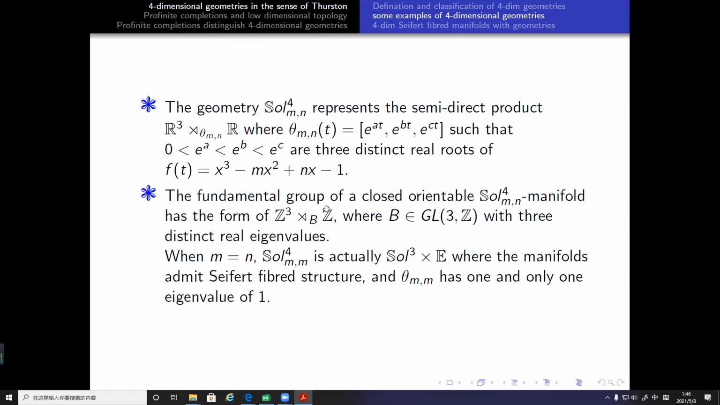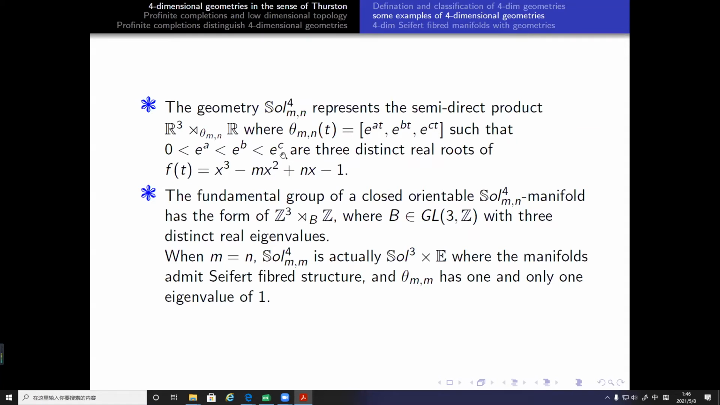And then the fundamental group of a closed orientable Sol(4, m, n) manifold here has the form of a semi-direct product. The normal subgroup is Z cube, and we still have the action of the integral group here. The action is just given by a matrix B with three distinct eigenvalues, and the three distinct eigenvalues are just e^a, e^b, and e^c.